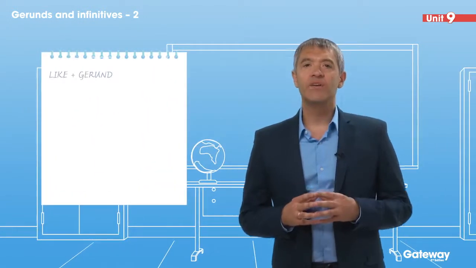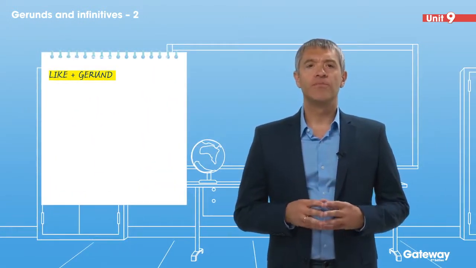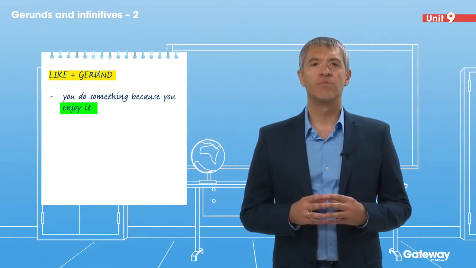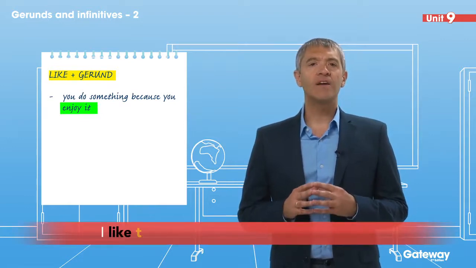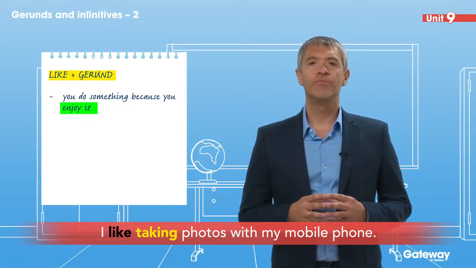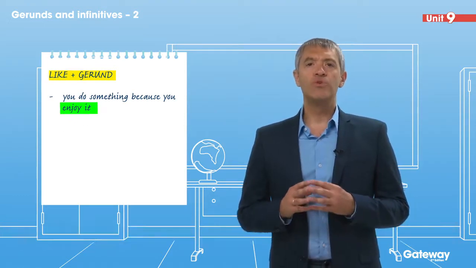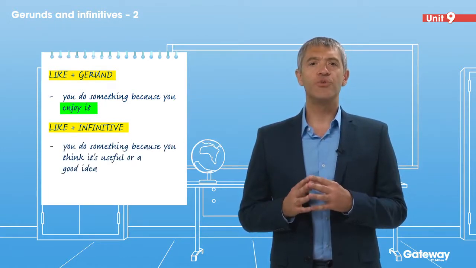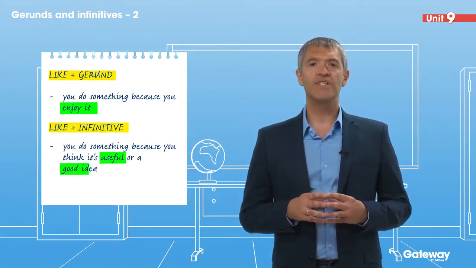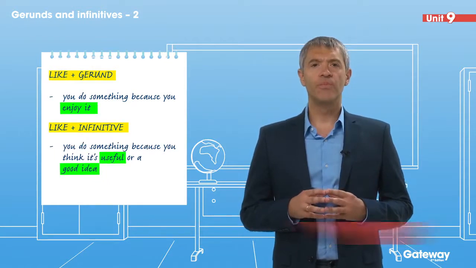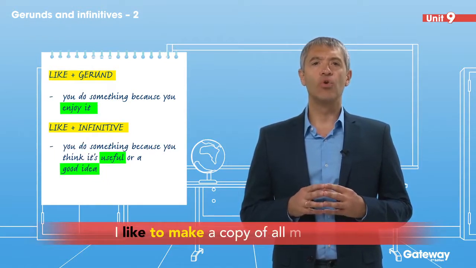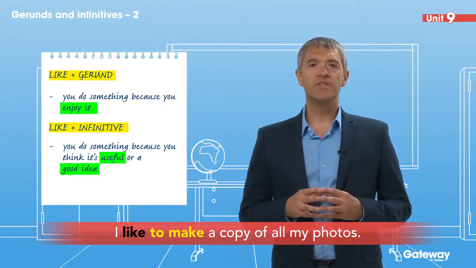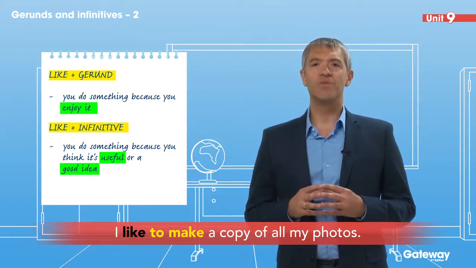Finally, with like, we usually use the gerund. This is to say that you do something because you enjoy it. So, I like taking photos with my mobile phone. But when we use like with the infinitive, the idea is that you do something because you think it's useful or a good idea. So, I like to make a copy of all my photos. Maybe you don't actually enjoy doing this, but you think it's a good, sensible idea.